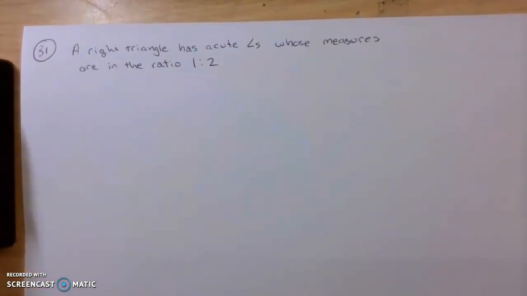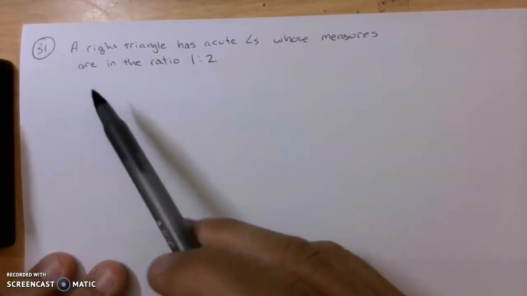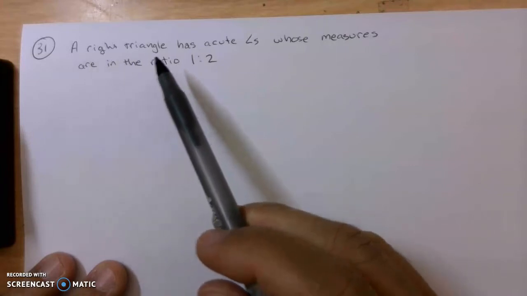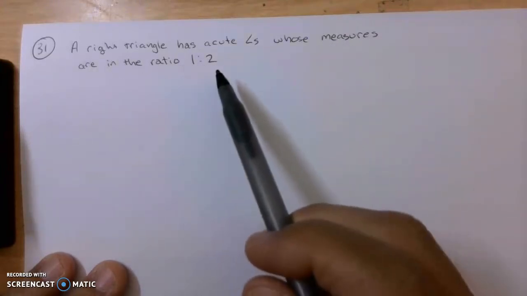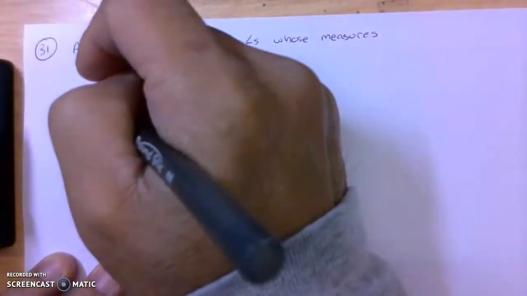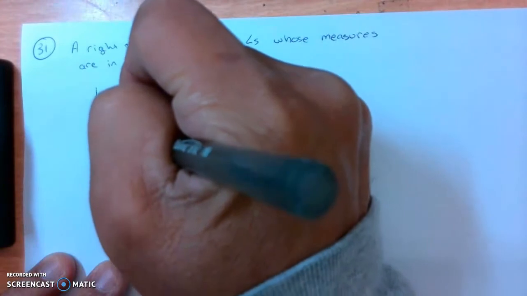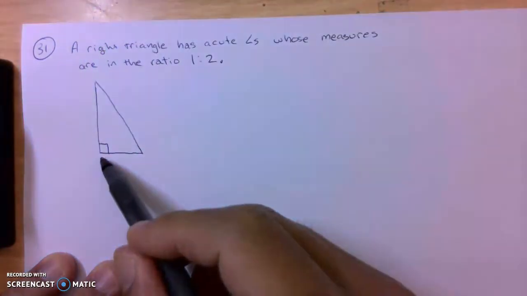All right, we are looking at 31 and 32 here on page 151. These are kind of the ratio problems. It says, a right triangle has acute angles whose measures are in the ratio of 1 to 2. And then you're to figure out the remaining angles. So you basically have a right triangle here. You don't have to draw it, but you know you got 90 degrees.